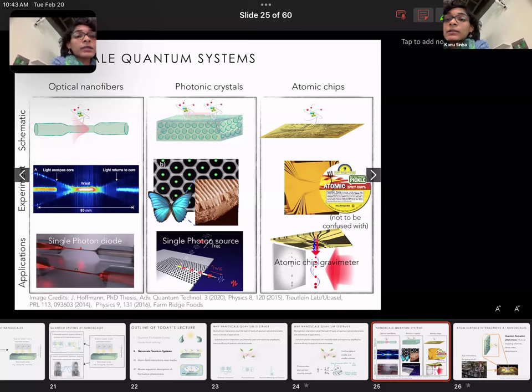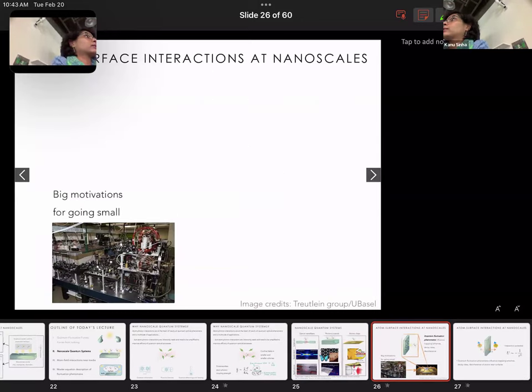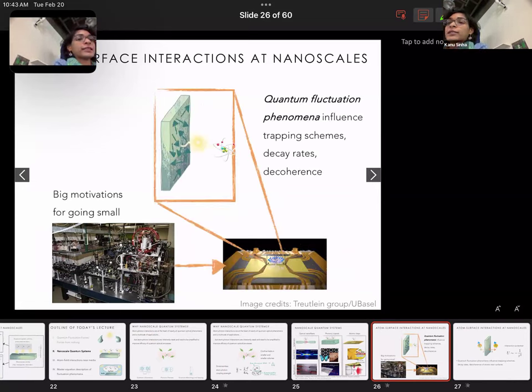Right, so nanoscale quantum systems are cool, and they're also practical because if you go to a typical quantum optics lab, there's a jungle of big bulky optical instruments, and you want to shrink things down to the size of a chip. But if you do that, you inevitably run into atom-surface interactions at nanoscales, and that is where these quantum fluctuation effects become important.